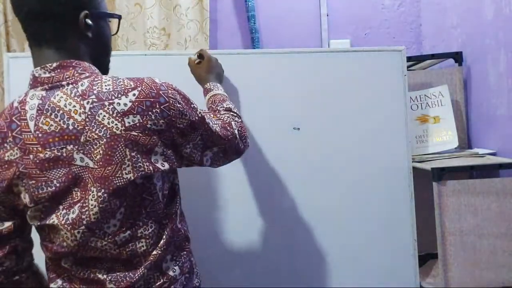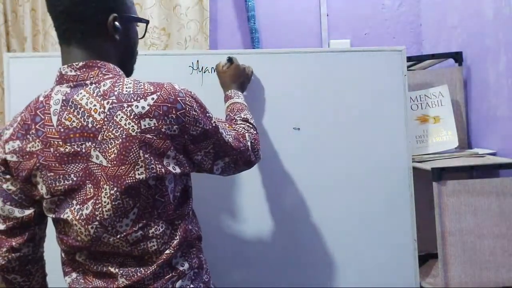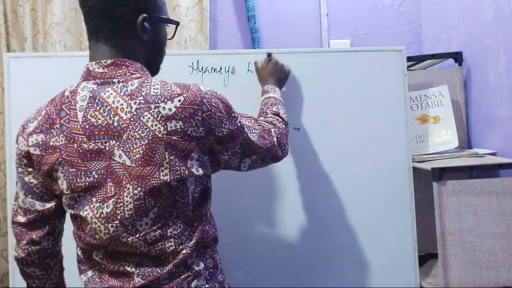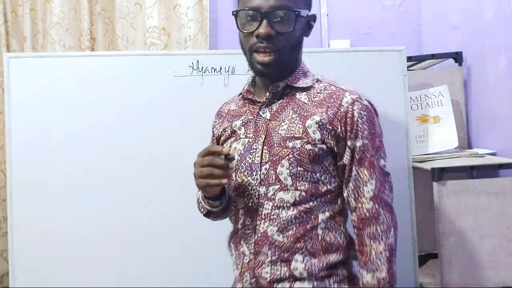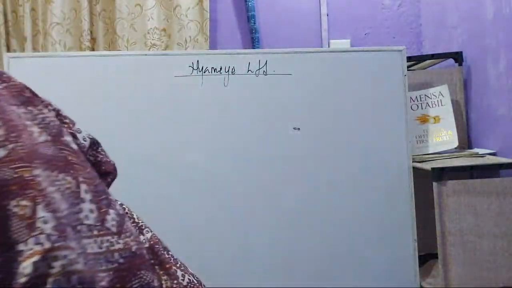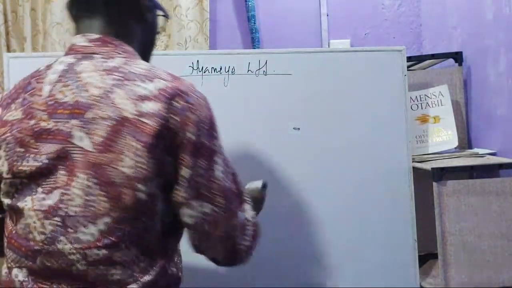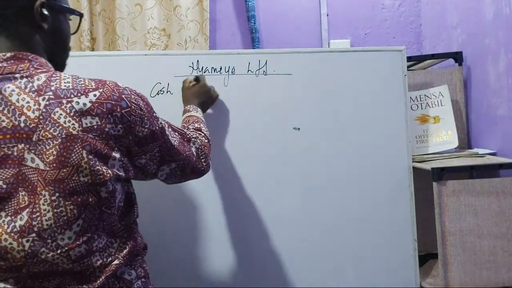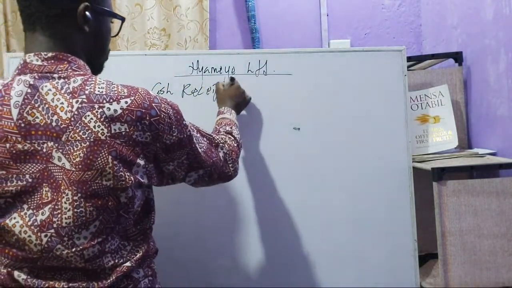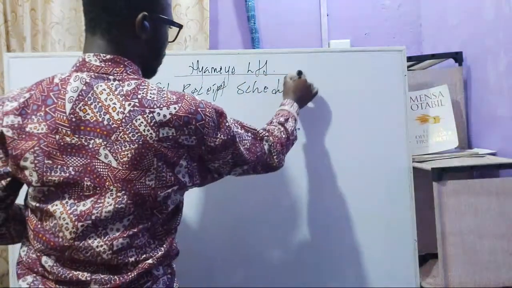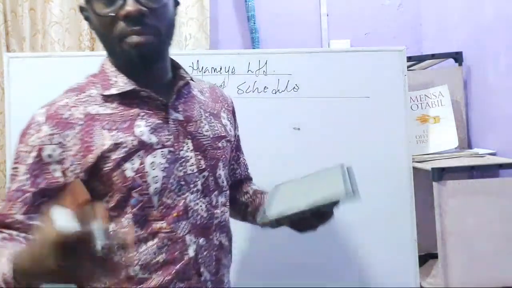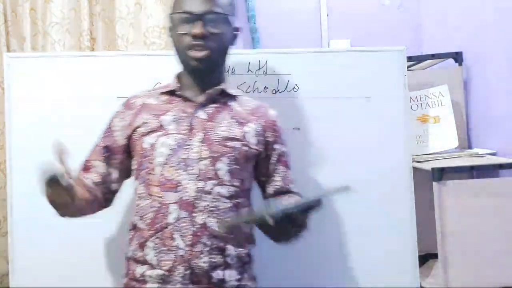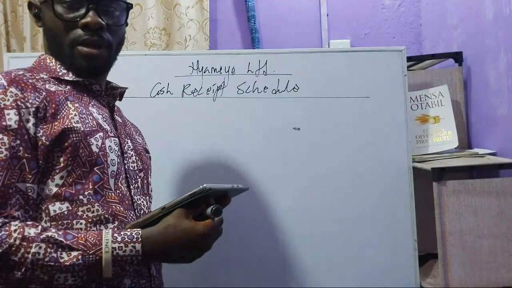So Nhyira Limited, remember the name of the company always has to be written down. So Nhyira Company Limited. So we are working from August, September, October, November, December. So we are preparing the cash receipt schedule. That is what the examiner said we should do. The cash receipt schedule is how much cash is receivable based on the sales and based on the cost.